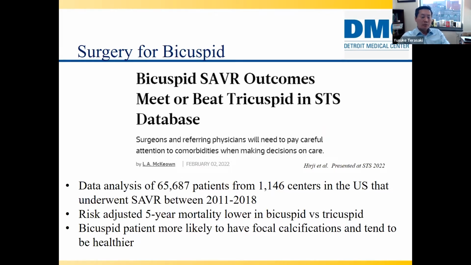And the data proves this, because this is actually a study that came out really recently from the STS this year. It's a data analysis of the STS data set composed of 65,000 patients who underwent surgical aortic valve replacements over almost a decade. And you can see that the risk-adjusted 5-year mortality was actually even lower in bicuspid versus tricuspid valve replacements. So really, bicuspid valve surgery or replacement in surgery is no different than it is in tricuspid, even better.